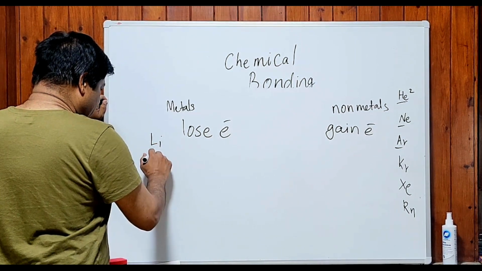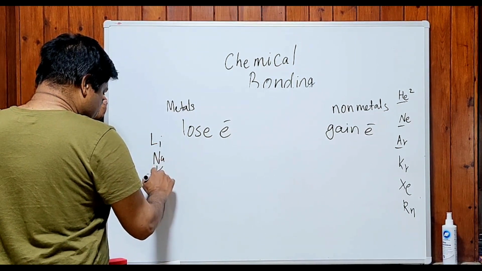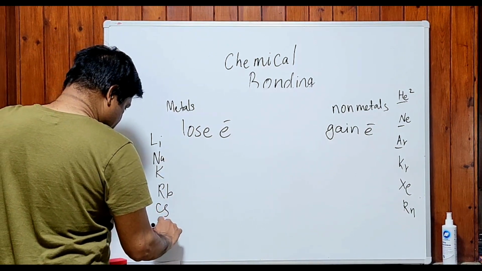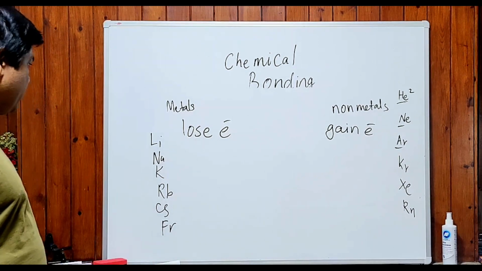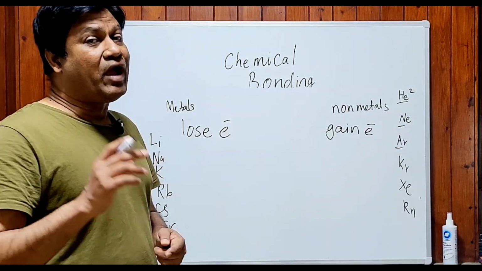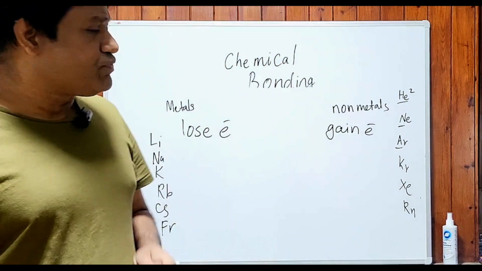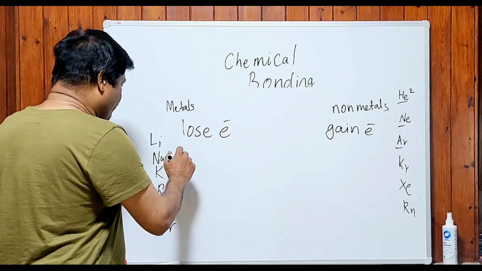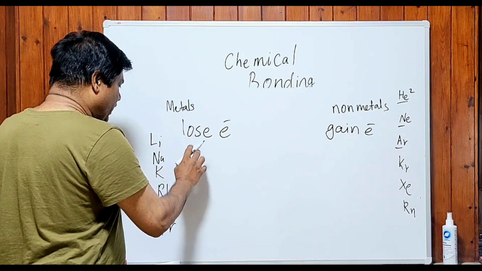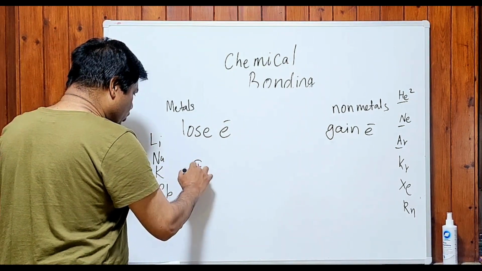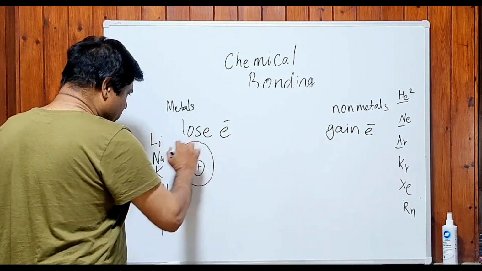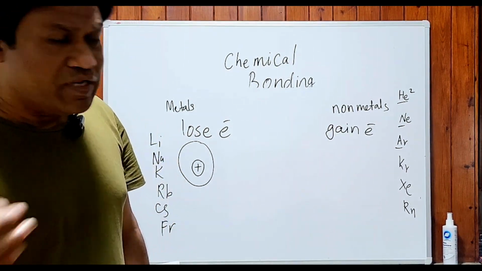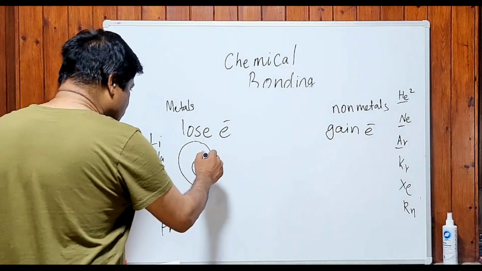Lithium, group 1 metal, sodium, potassium, rubidium, cesium, francium. In their outer shell, they have 1 extra electron. That is why they are placed in group 1. So they have 1 electron in the outer shell, and we are dealing with only the outer shell. This is the outer shell, the last shell. The outer shell electron is also called the valence electron.